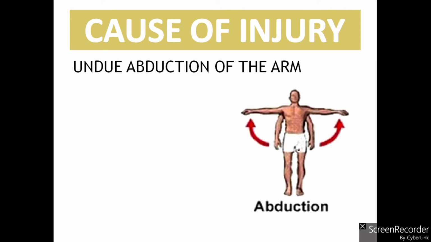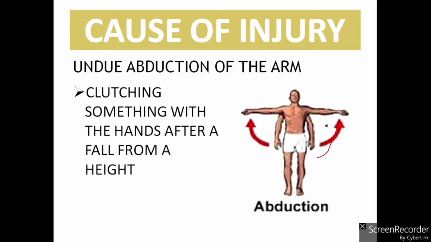Cause of injury. The cause of injury is undue abduction of the arm. This movement is known as abduction. So, while clutching or grasping, clutching means grasping, something with the hands after a fall from a height or because of a birth injury, we might abduct our arm in an undue or improper manner, which leads to this paralysis.